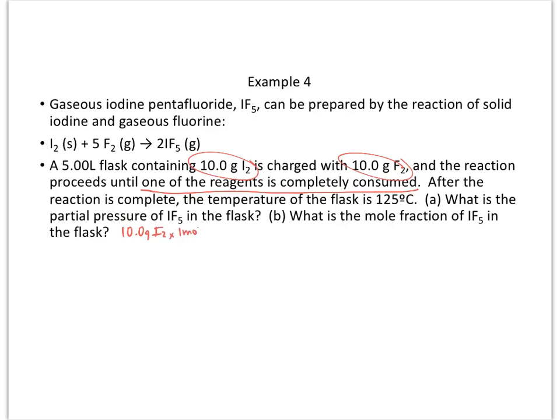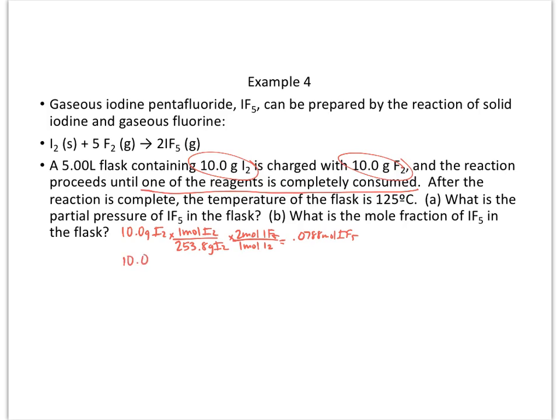Convert that to moles. Again, do not round off your gram formula masses here. Then I want to take that to moles of IF5. That's the mole ratios in the equation, and that gives me 0.0788 moles of IF5 produced.